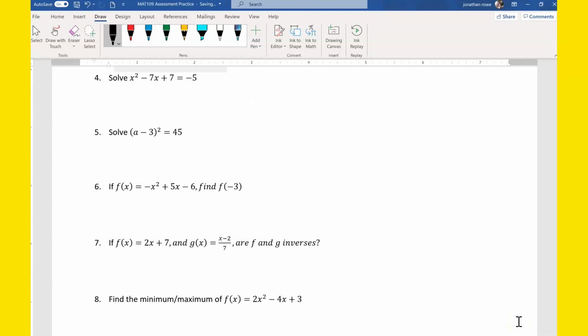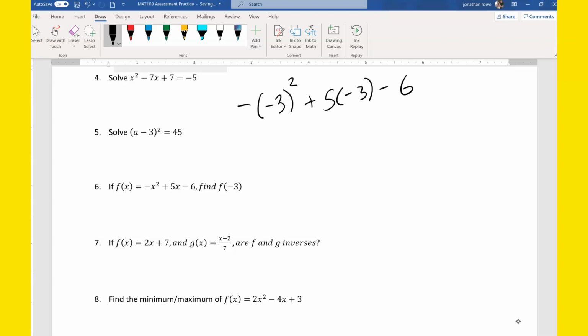Right, number 6 is very simple. Find f of negative 3. That just means I'm plugging negative 3 in for x. So negative 3 goes in parentheses, squared, plus 5 times negative 3 minus 6.